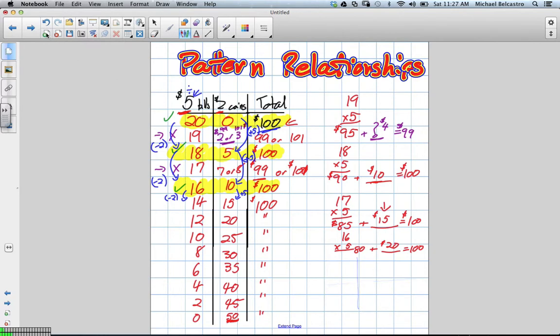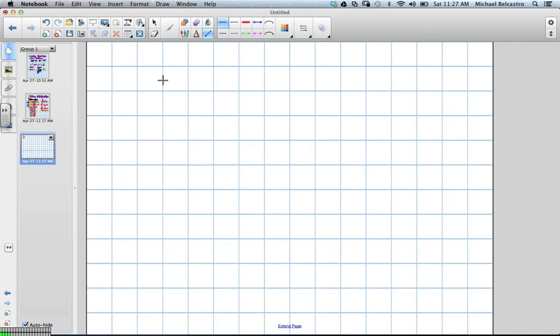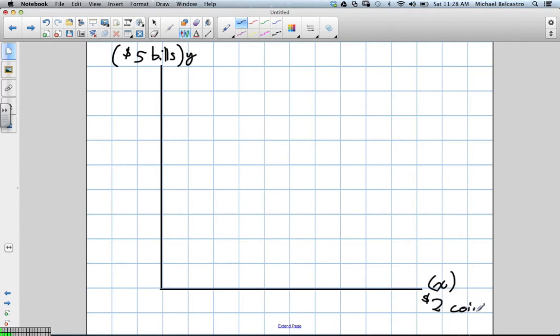So I'm going to jump to a new page very quickly. Okay, and we're going to set up a graph here. The 2 things that are changing were $5 bills, right? So that's going to be our, you guys call this a y-axis? Okay. And our x-axis will be our $2 coins. So that's where we're going to measure these things. So we're going to measure $2 coins versus $5 bills.